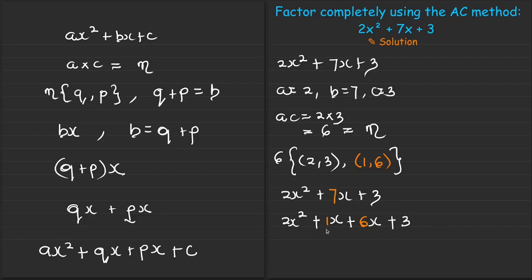Now we have 4 terms. We can then factorize by grouping. So the factorize by grouping simply says we should group them in 2s. So these 2 would be in their own group, and then these 2 would also be in their own group. So this is what we have here. I have grouped them into 2.